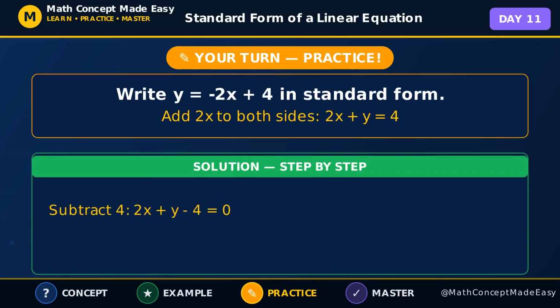Okay, let us solve it together. Subtract 4 from both sides: 2x plus y minus 4 equals 0. Which means a equals 2, b equals 1, c equals negative 4. How did you do? If you slipped anywhere, rewind and watch that step again. That is exactly how strong students learn.